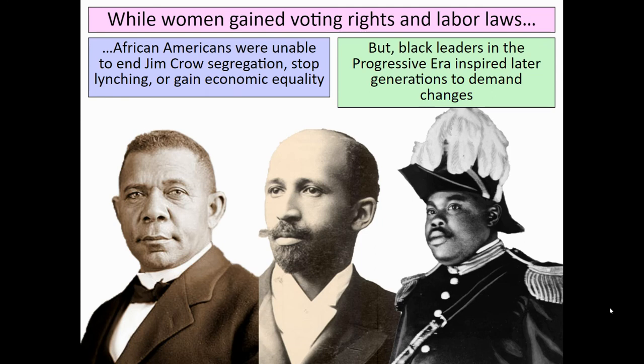So, looking at the idea that while women are gaining voting rights and labor laws, African Americans are unable to end Jim Crow segregation. In fact, like I said, it's going to be all the way until the 1950s and even into the 1960s that they're going to be able to see any real changes happening, including stopping lynching or gaining economic equality. But that doesn't stop them. And in fact, these three men are very influential in the future civil rights leaders of the 1950s and 60s. And that is where we will end for our social issues video.